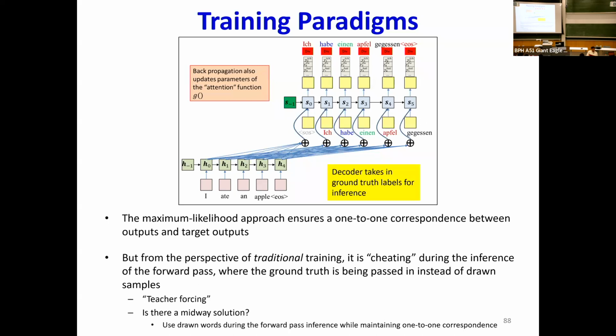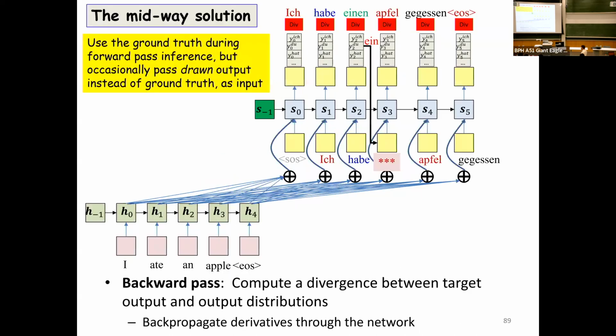Mask some parts of the ground truth label. Exactly, right? There's a midway solution. I'm going to pass in the ground truth, but every now and then there is one word where I won't just be using the ground truth label. I'll do the real thing. I'll sample the word from the output.